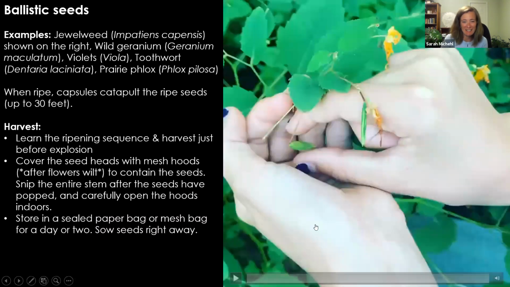Ballistic seeds. This is my favorite. This is so cool. I know I already said that about a different group. These are seeds that just fling, catapult when they're ripe and ready to be collected. Let me play this video for you.